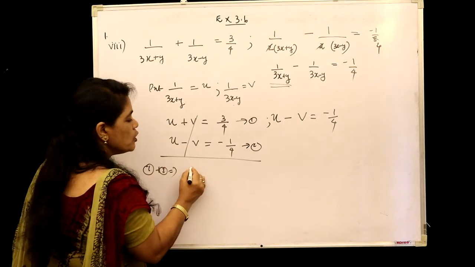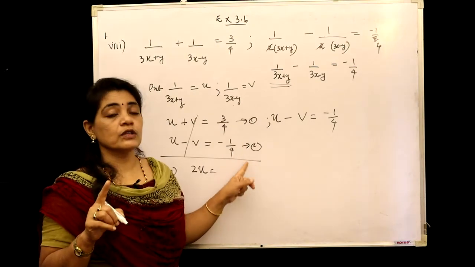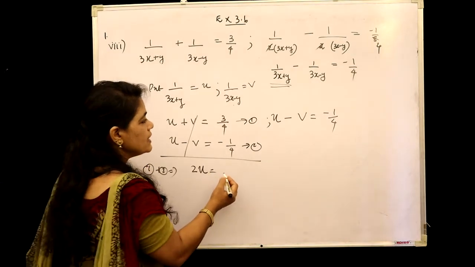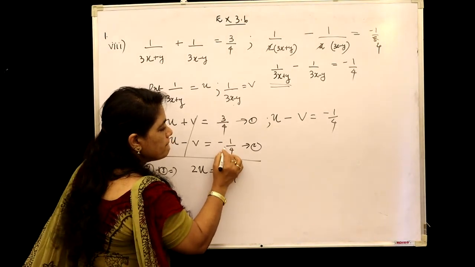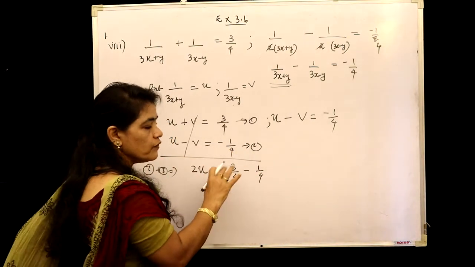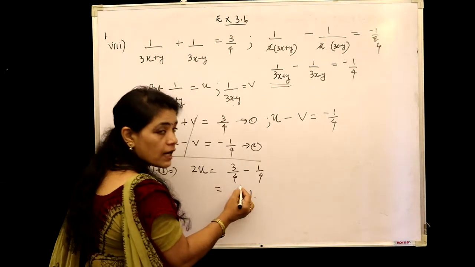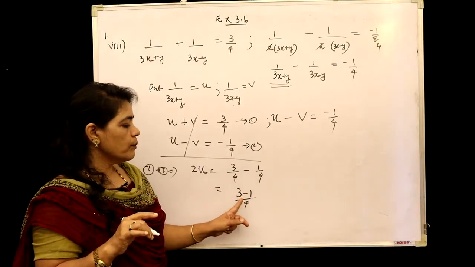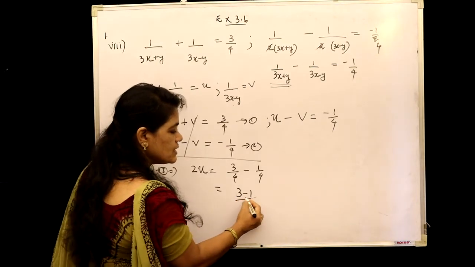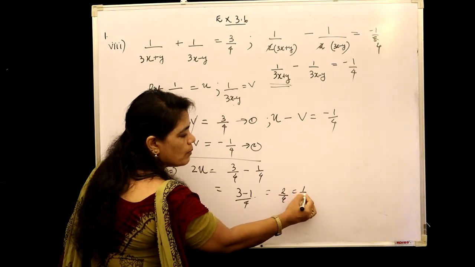So we get 2u is equal to, on the RHS, because both are fractions and like fractions with 4 are there, that is 3 by 4 minus 1 by 4. We are adding, we are not making any change in the sign. So we can add, that is 3 minus 1 by 4. Why? Because there are like terms. So just subtract or add the numerators by keeping the denominator the same. That means 3 minus 1 is 2 by 4, that is 1 by 2.